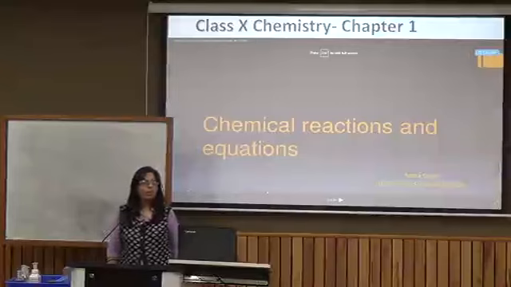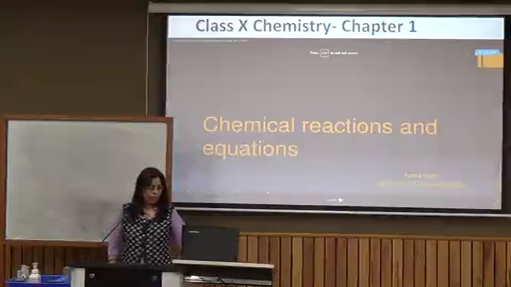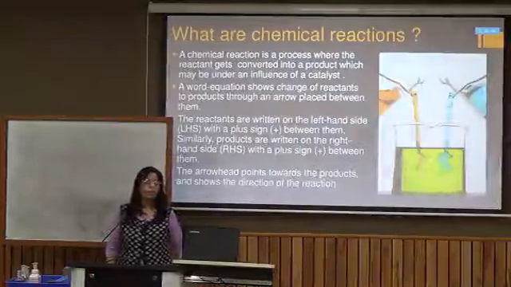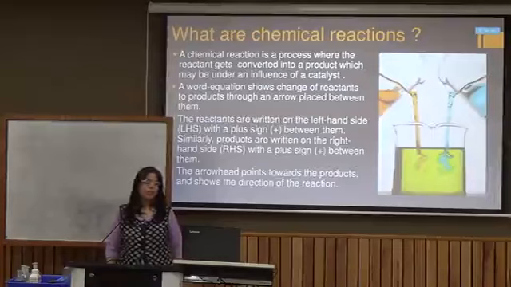Students, today we shall learn about chemical reactions and equations. Let us understand what a chemical reaction is. A chemical reaction is a process where the reactant gets converted into a product, and the reaction may be under the influence of a catalyst.